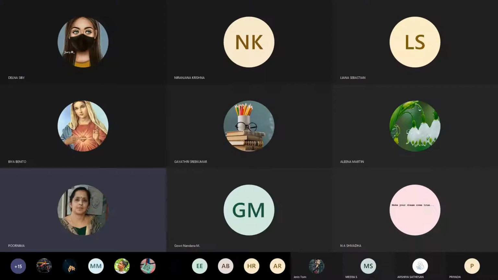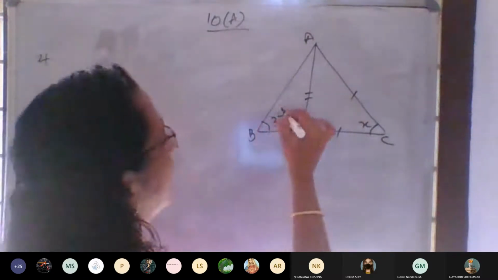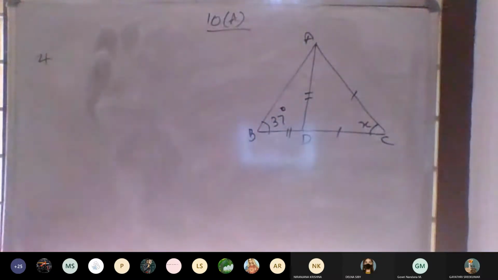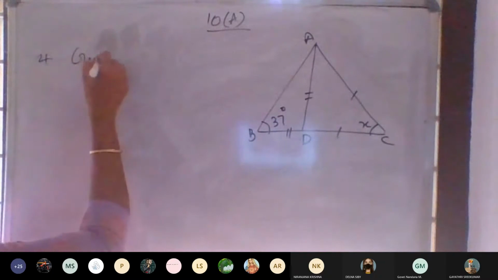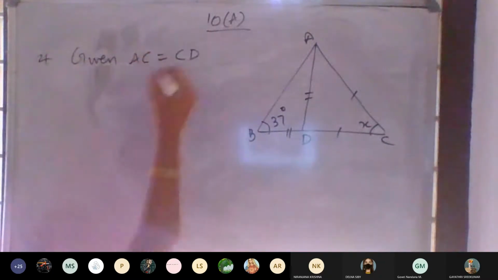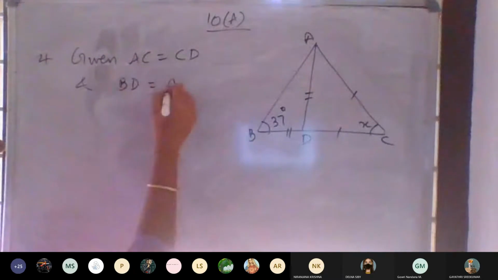Calculate x. So 37 degrees is given as angle B. Then how can we find x? Two sides are given. Which are the sides? Equal sides. AC is equal to CD, and BD is equal to AD.